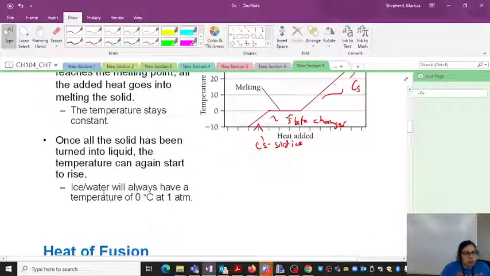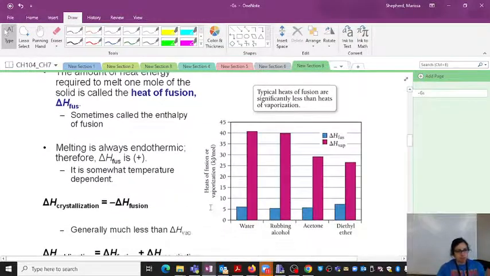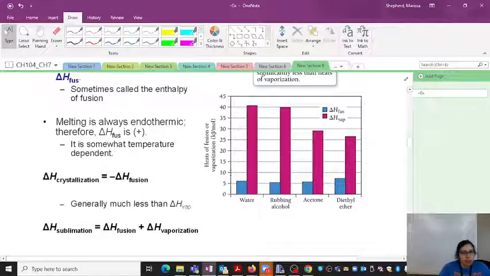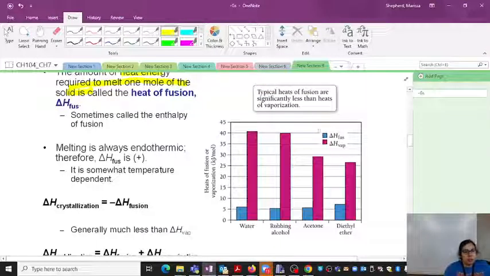And so we all know that ice water will always have a temperature of 0 degrees Celsius. And so heat of fusion then is defined as the amount of energy required to melt 1 mole of a solid. Again, for every substance you would have to look up the heat of fusion. Looking at water here, it's roughly 5 point something, I'd have to look at the exact value, or 6. So roughly about 6 kilojoules per mole.